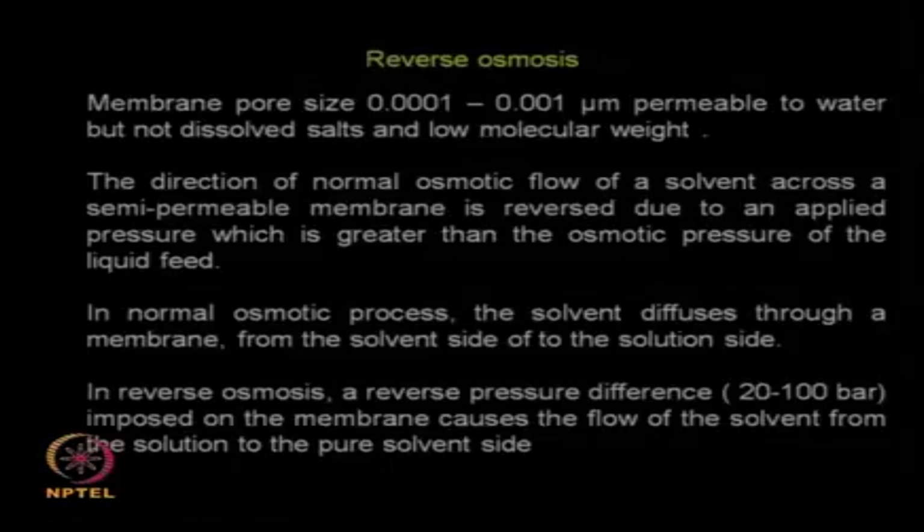So why do we call it reverse osmosis? As I mentioned in the previous slide, we are applying a pressure in the opposite direction to the osmotic pressure, that is why it is called reverse osmosis. In normal osmosis the solvent will diffuse from the low concentration side to the high concentration side, whereas in reverse osmosis the solvent will be forced from the high concentration side to the low concentration side. The pressures as I mentioned before can even be 100 bar here.